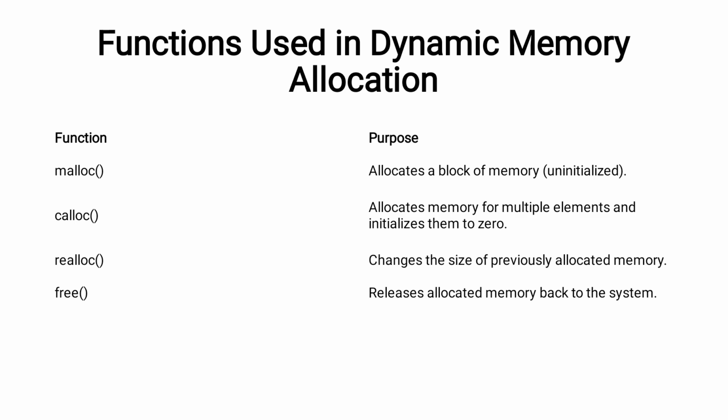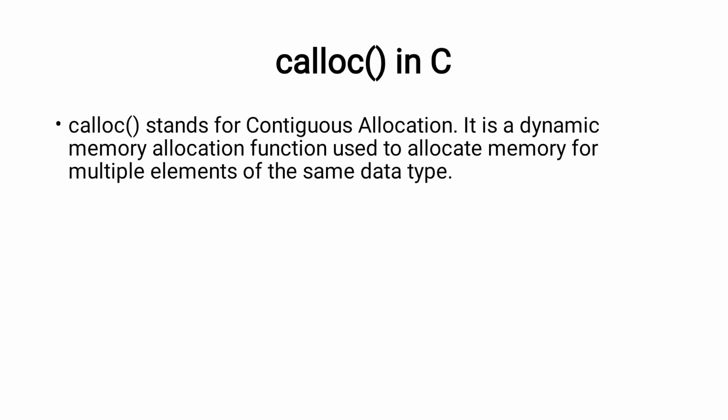But when we are using the calloc function, here it also allocates memory for multiple elements and initializes them to 0. So memory is initialized with 0 in calloc. So what is calloc? That stands for C. Here in malloc, M stands for memory. In calloc, C stands for contiguous allocation. That means continuous.